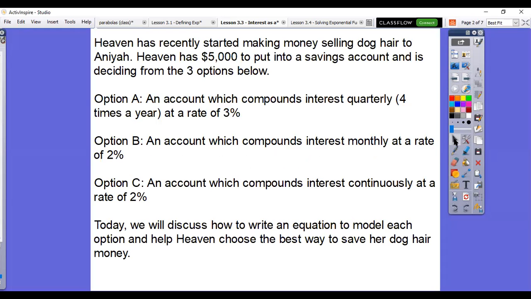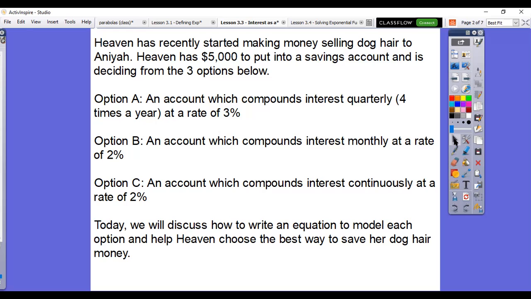So Heaven has recently started making money selling dog hair to Anaya. We know how much Anaya loves her dog hair collection. Made her a lot of money. So let's say that Heaven has $5,000 to put into a savings account and is deciding from each of the three options below.